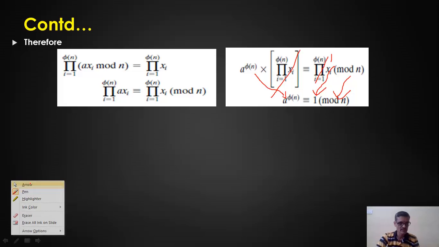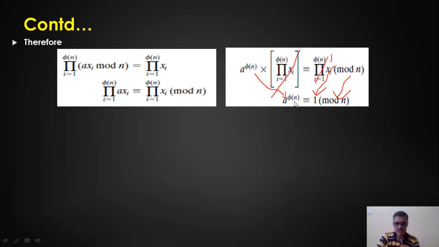This actually proves Euler's theorem. So what does Euler's theorem say? a to the power phi of n is congruent to 1 mod n. So I have proved it by using these equations.